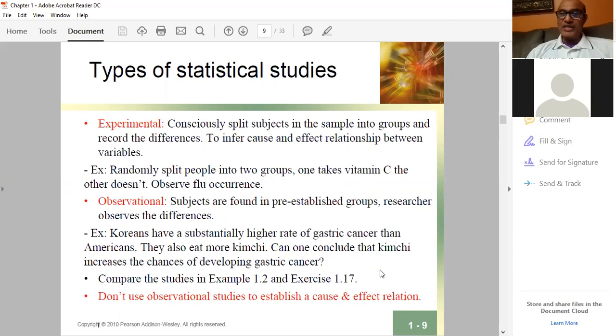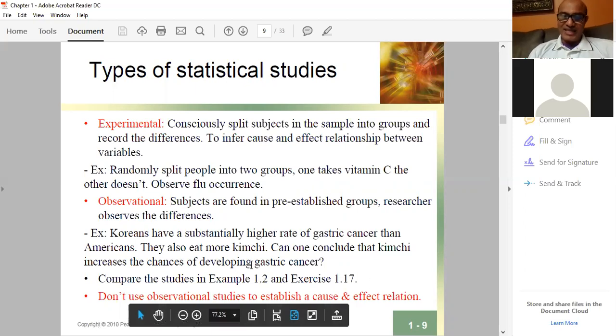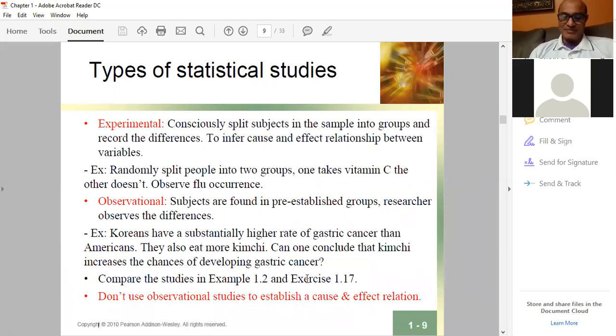Look at the example. Koreans have a substantially higher rate of gastric cancer than Americans. They also eat more kimchi. Can one conclude that kimchi increases the chances of developing gastric cancer? There are a couple of examples, Example 1.2 and 1.7 in the exercise. I would like to go through Example 1.2. See, I just made the red highlighted note: don't use an observational study to establish a cause and effect relation.